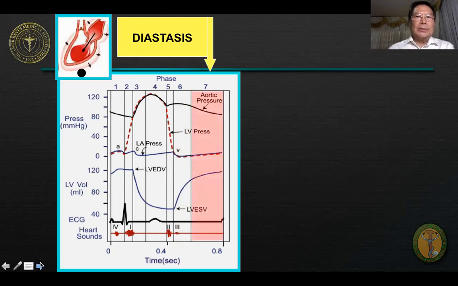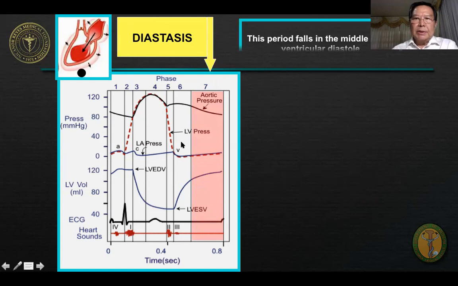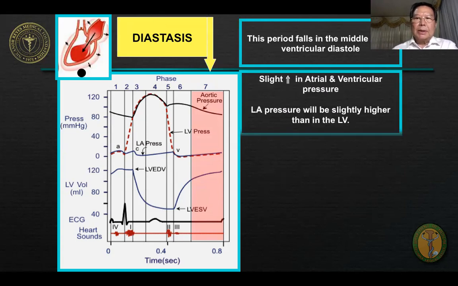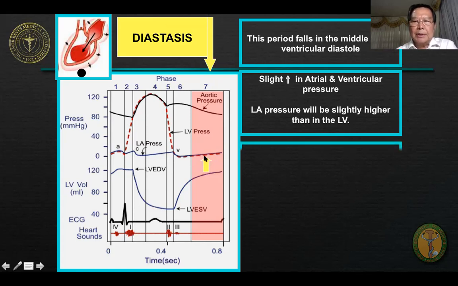Now the next phase is that of diastasis. And this is the period in the middle of ventricular diastole. If you look at your left atrial pressure again here, you would note some increase in both, right? Because you should remember that the LV diastolic pressure and the LA pressure are the same, okay? So initially, they would show a slight increase, but later on, the LA pressure will be slightly higher than the left ventricle at this particular part of the cardiac cycle.